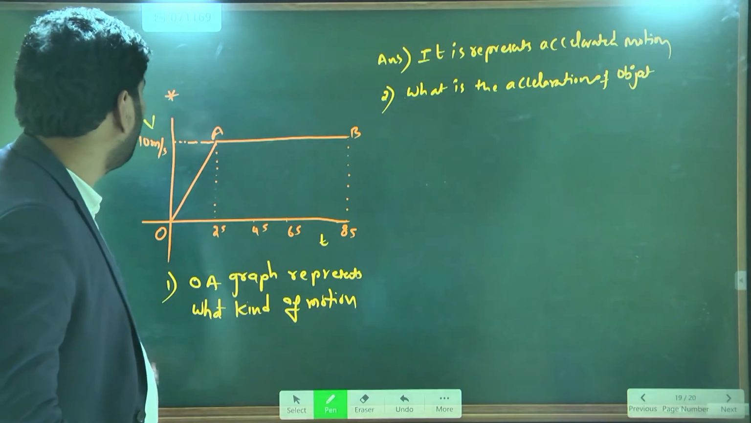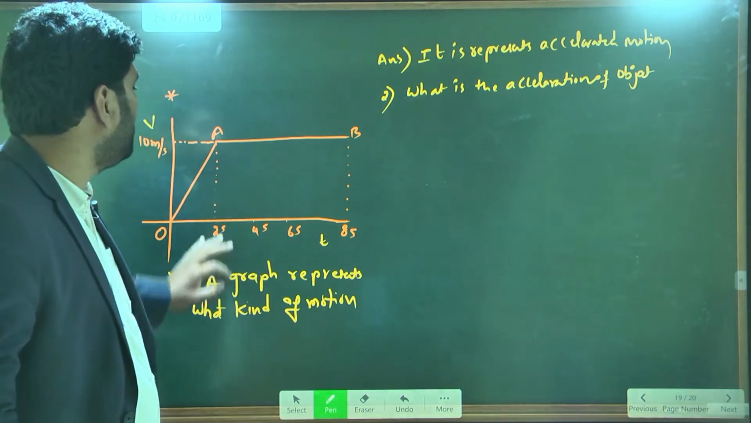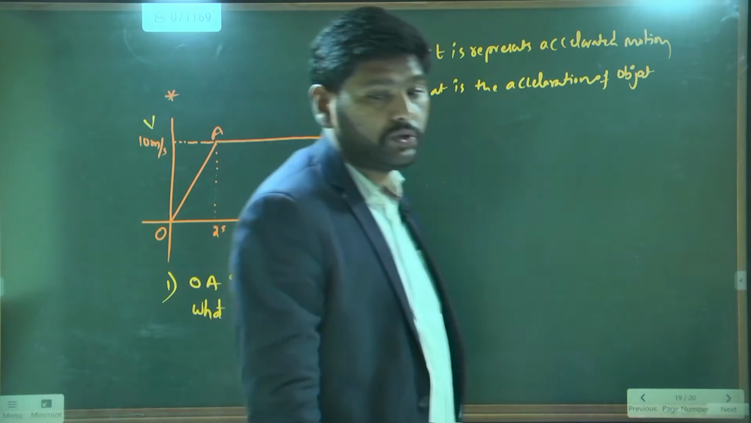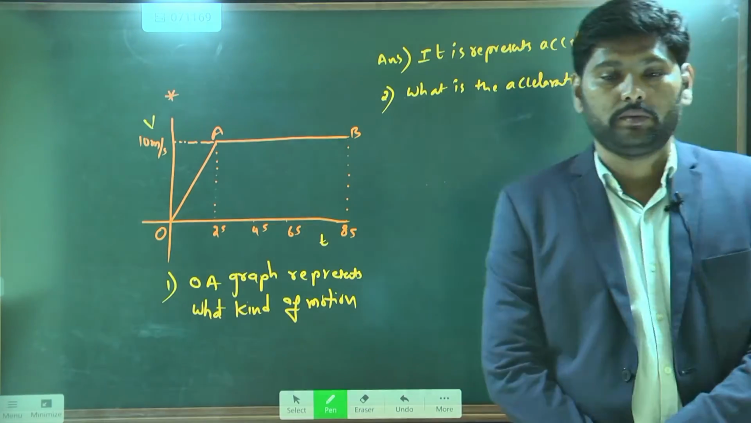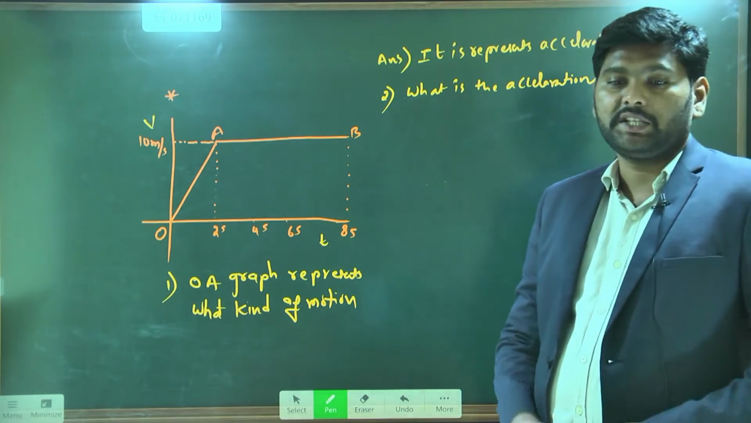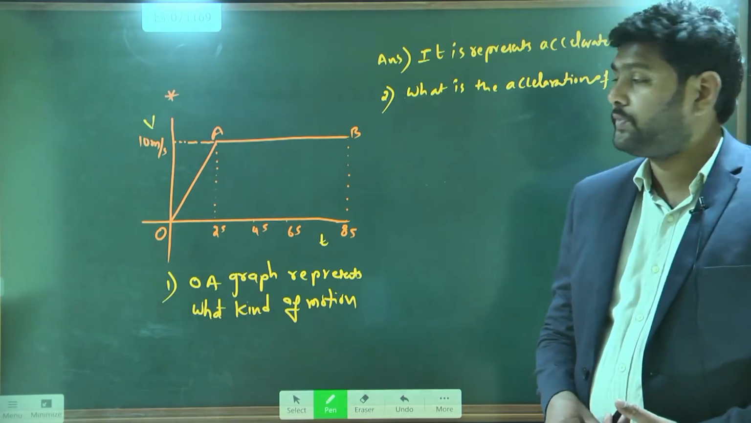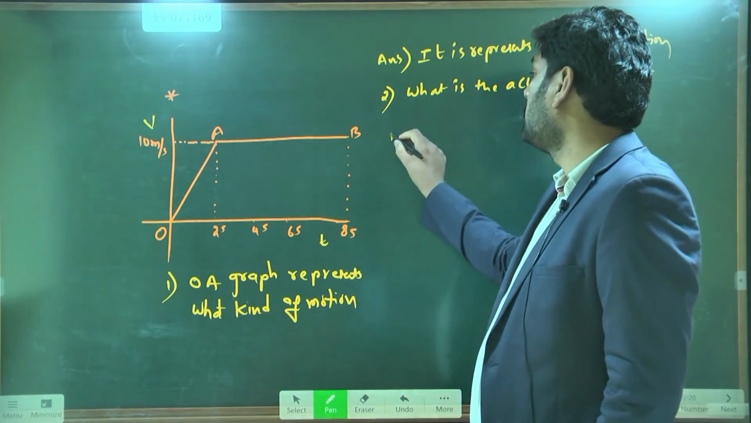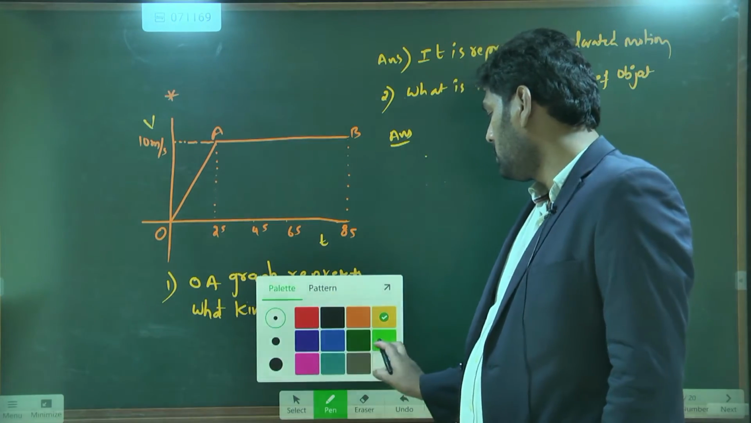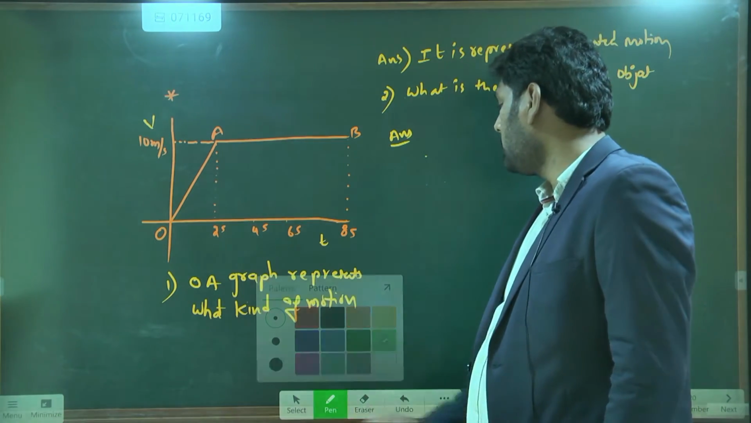Here, up to where has it traveled with accelerated motion? In how many seconds did it travel with accelerated motion? 2 seconds. Very good. When it is 2 seconds, what is the acceleration of the body in 2 seconds? The slope. How do you find the slope here?